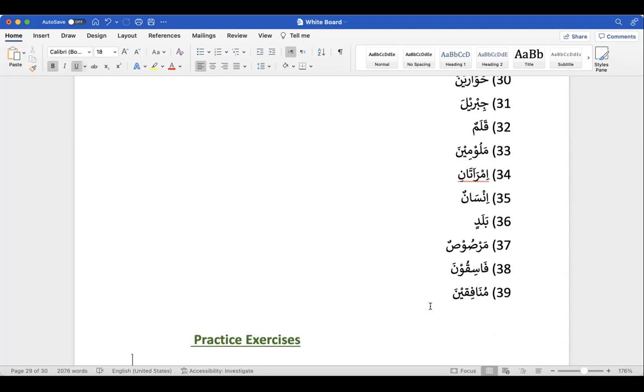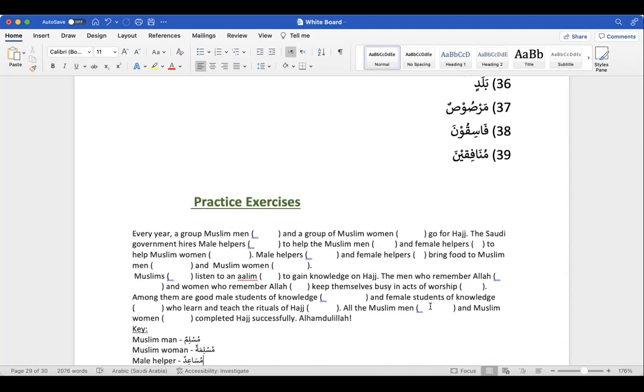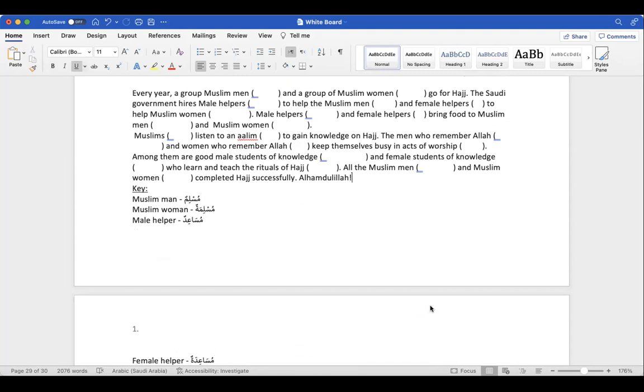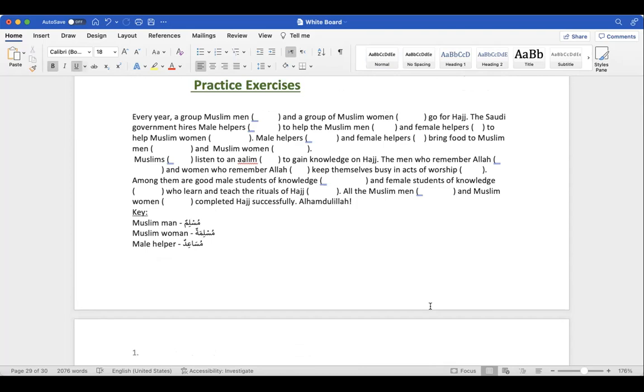They're all fully flexible. Now I'll give some practice exercises here, which you tell me. I'll give some English sentences based on the Arabic which you have studied. I told you marfu means doer, mansub means details, and majroor means after of, or after some harf, like from, in, to. So you tell me in this. Every year, a group of Muslim men and a group of Muslim women go to Hajj.